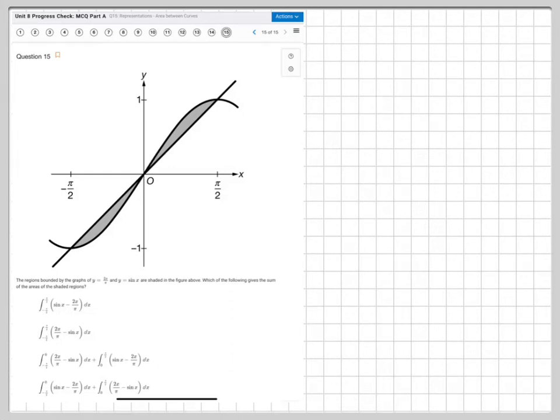Please remember, when you're finding the area between two curves, you must go top minus bottom always. Sorry about that, but it's true. Okay, so let's read this.